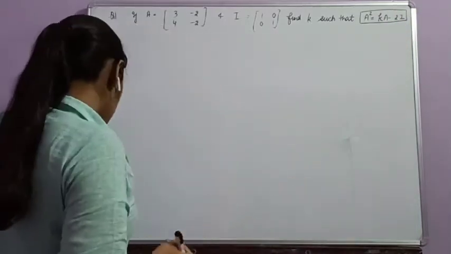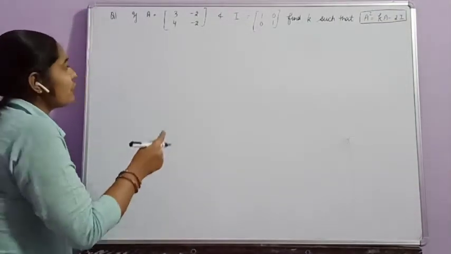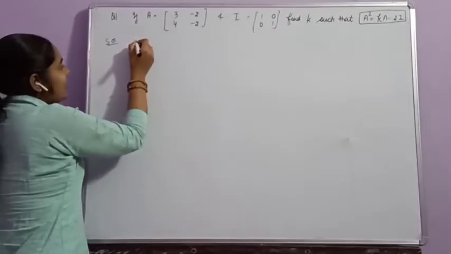Here in the relation we can see that on the left hand side there is A square. So firstly we have to calculate A square. We know that A square is equal to A multiplied with A, that is, multiplication of the A matrix with the A matrix.